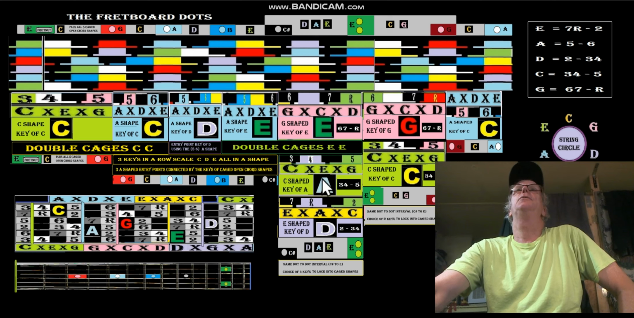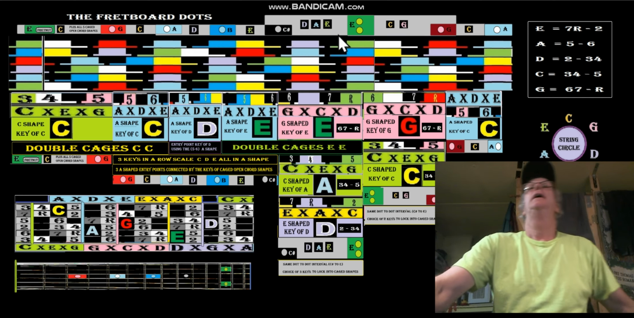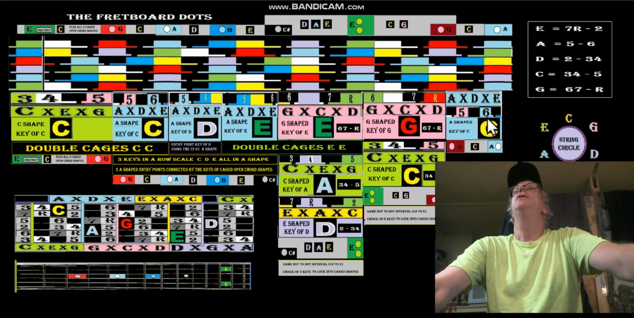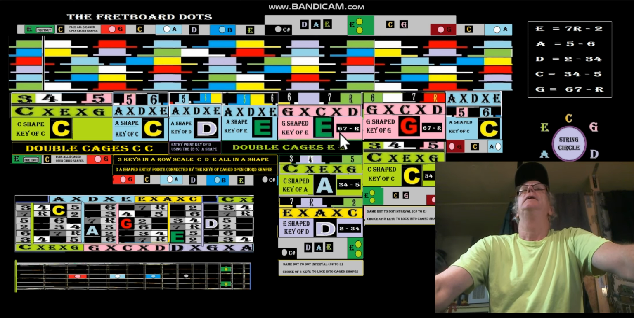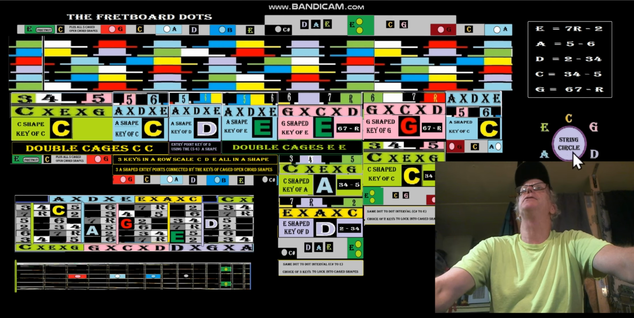So any one of these 3 shapes, these 3 keys, can be played between the 2 dots there. And I'm also going to let you know that with the string circle here, E, A, and D. Look at this, E, A, and D. We've got 3 members of the string circle right there, can be played from the C sharp dot to the E.